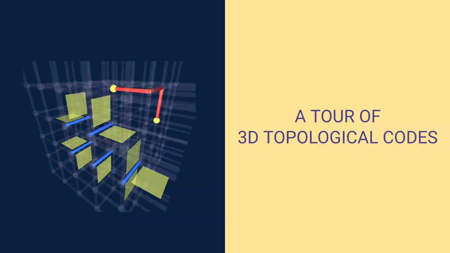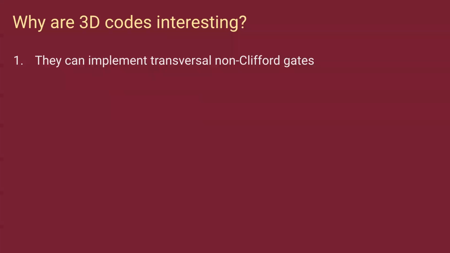Okay, let's start. So, 3D topological codes. Why are 3D codes interesting? There are many reasons for that. The first one is that they can implement transversal non-Clifford gates.